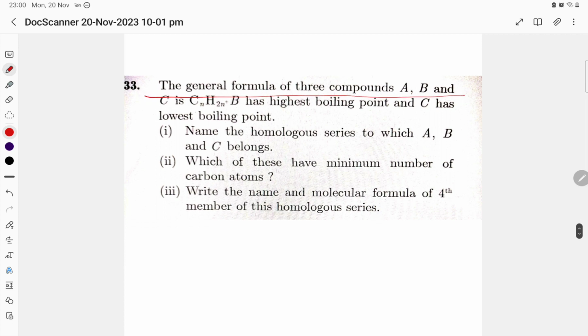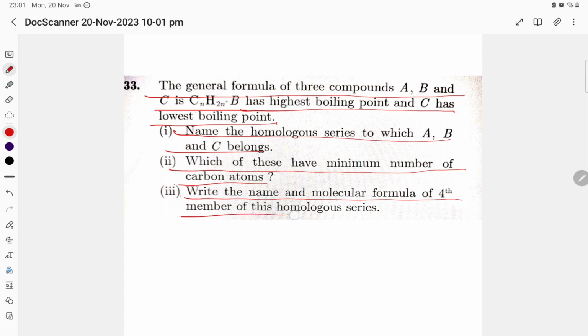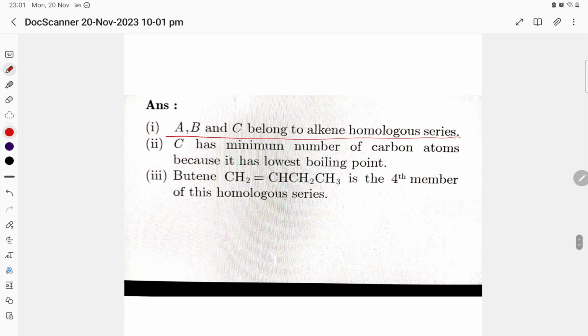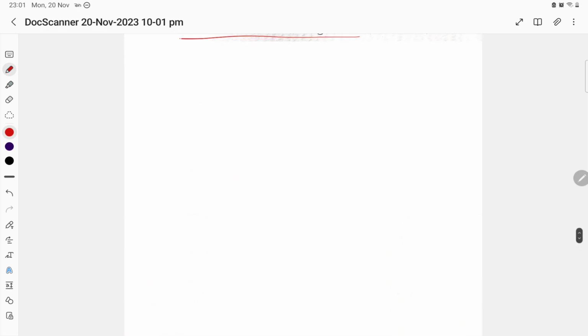The general formula of three compounds A, B and C is CnH2n. B has the highest boiling point and C has the lowest boiling point. Name the homologous series to which A, B, C belong. Which of these has the minimum number of carbon atoms? Write the name and molecular formula of the fourth member of the homologous series. So A, B, C belong to the alkene homologous series. C has the minimum number of carbon atoms because it has the lowest boiling point. Butene is the fourth member of the homologous series.